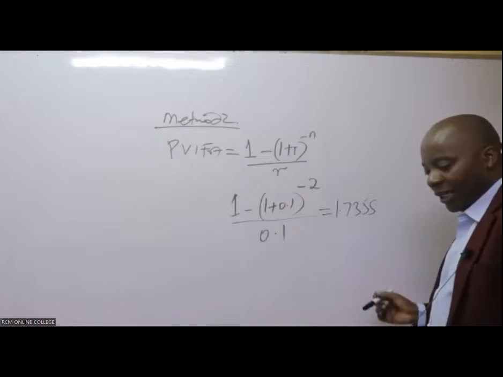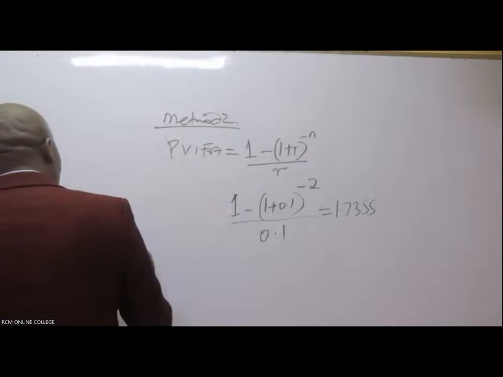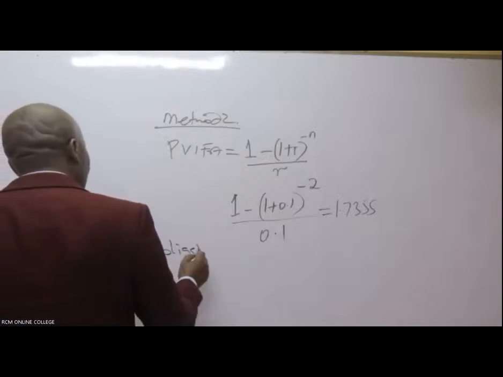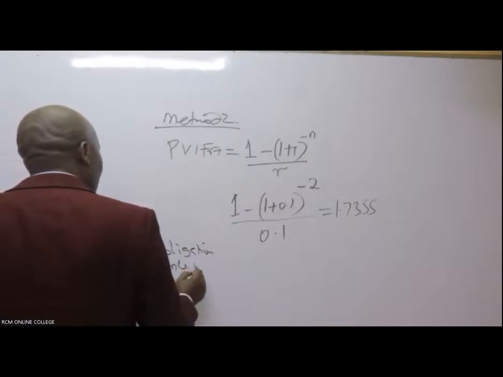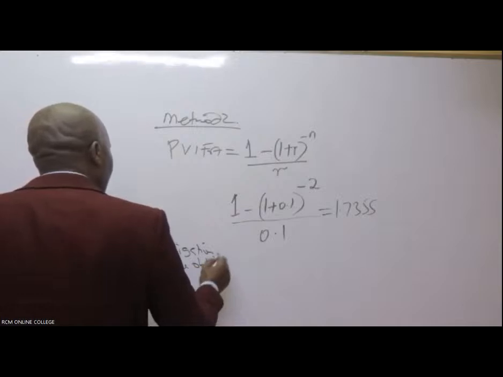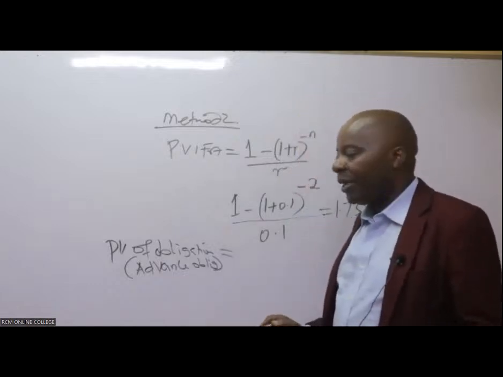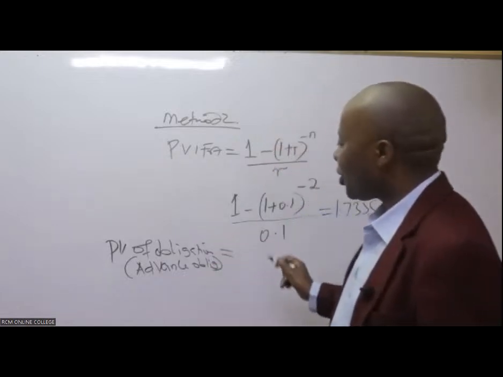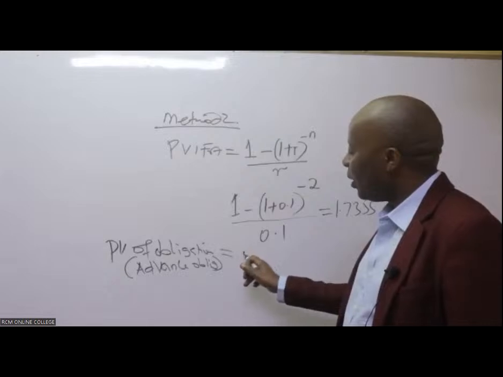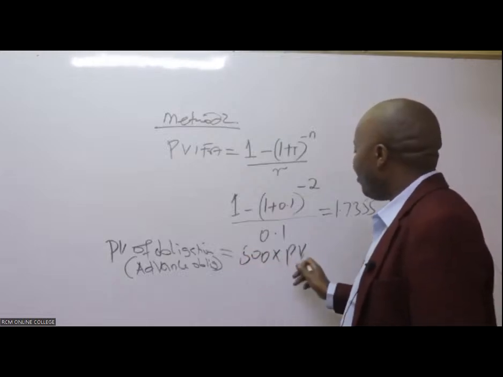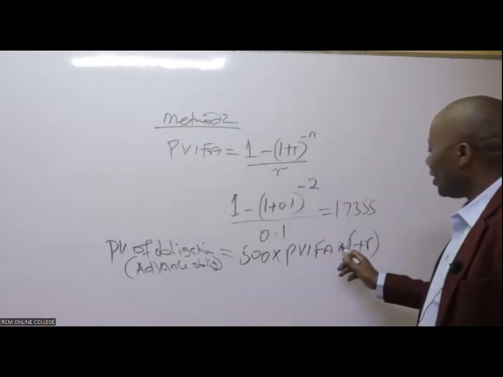And now, ladies and gentlemen, listen. How do I get this present value of the obligation when there is an advance payment? Remember, in the questions that CASNEB gives, they normally say that the lease rentals are paid in arrears, at the end of the year. So the present value obligation for the advanced payment, I will take the lease rental, which is 500, multiplied by PVFA, multiplied by 1 plus R.